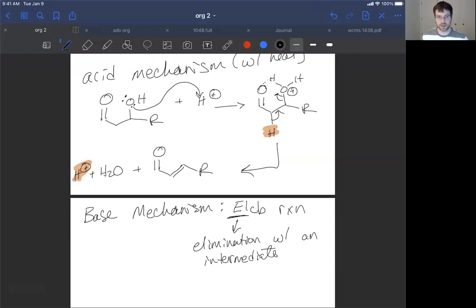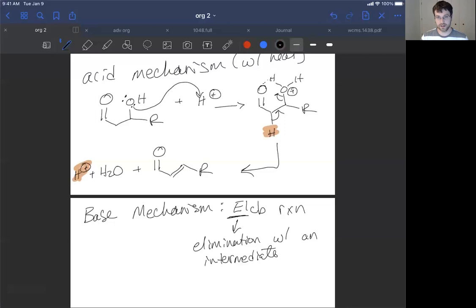Elimination with an intermediate. Another way of saying this is in the rate determining step, there's only one species involved. In this case, it's our carbonyl containing thing. But when you see E2 or SN2, think no intermediates. Everything's concerted. With E1, SN1, that sort of thing, we have some sort of intermediate.